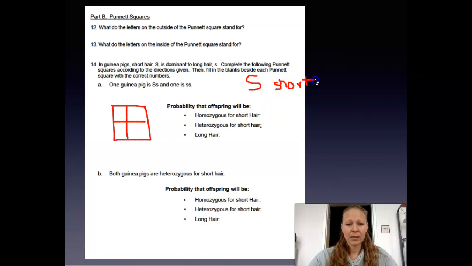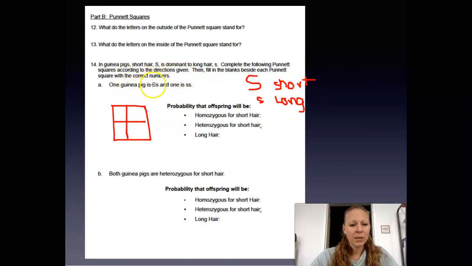And little s, so I'm going to make that really less, is for long hair. That helps me keep everything straight in my head. Complete the following Punnett squares according to the directions given. Then fill in the blanks.